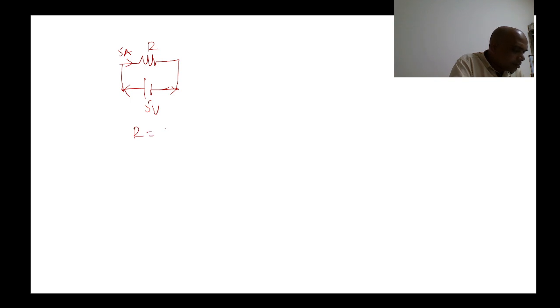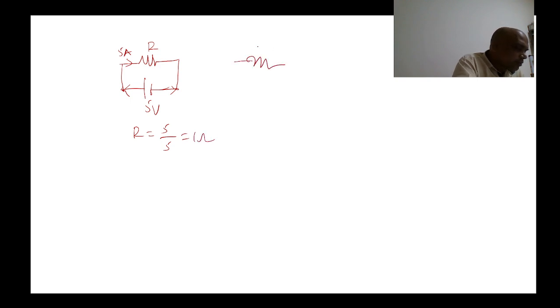Now we'll discuss some problems based on RLC components. See, suppose this is R. So what is the resistance? R equals V by I. V means 5 volts by 5 amperes. One more. Like this you can find out.